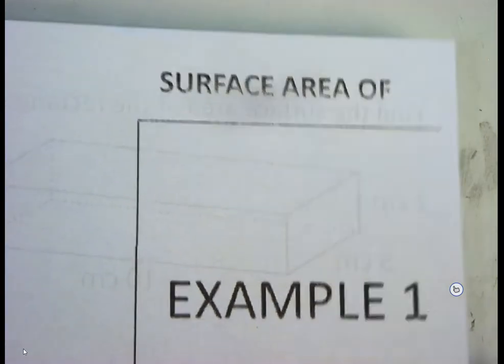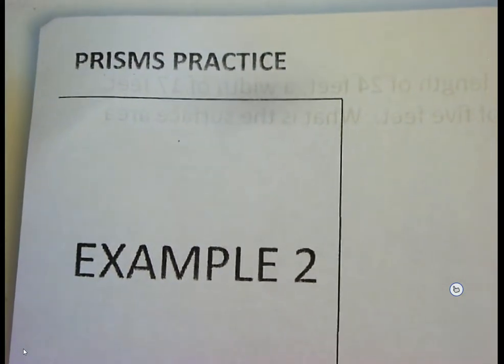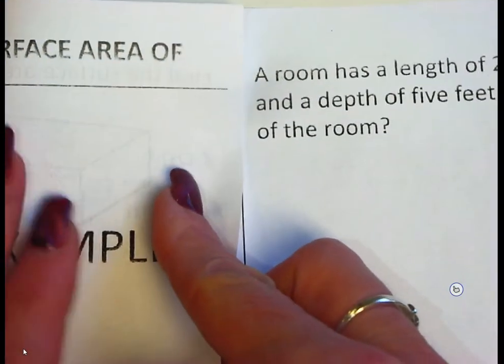And surface area, you can kind of see through the paper, and we are learning about surface area of prisms. So far we've learned about how to find the volume of a prism, and to find the volume of the prism we multiply the length times width times height. But today we are transitioning to surface area.